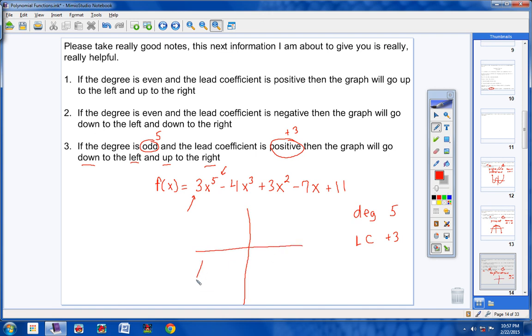So, it'll go down to the left, and then I'm not sure what it's going to do in here. It can do all kinds of stuff. Then it will go up to the right, okay? I'm not sure how many turns it'll make in here. I'm just trying to say this to you.